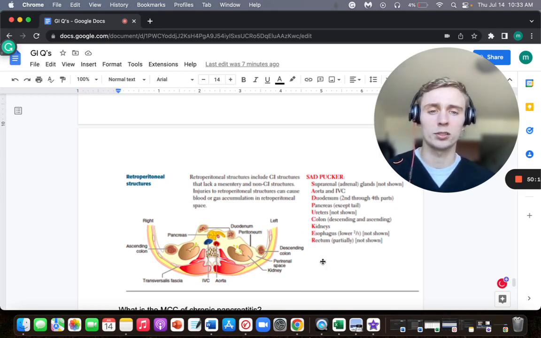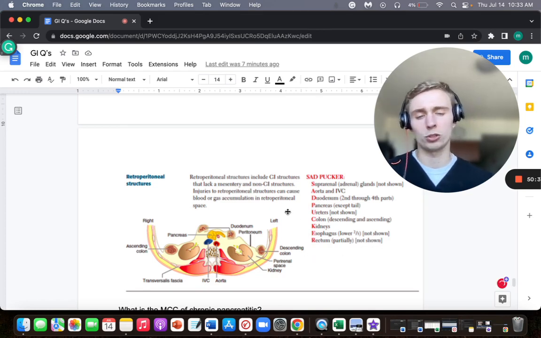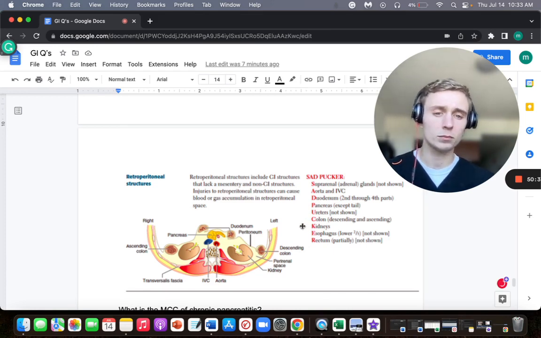The ureters, of course. The kidneys, of course. The kidneys and ureters are very posterior. And also the colon, but the descending and ascending portions only. So the transverse is not, and the rectum is going to be actually retroperitoneal. So just the transverse portion of the colon is going to be anterior. And the esophagus, the lower 2/3, as it descends, is going to be retroperitoneal.